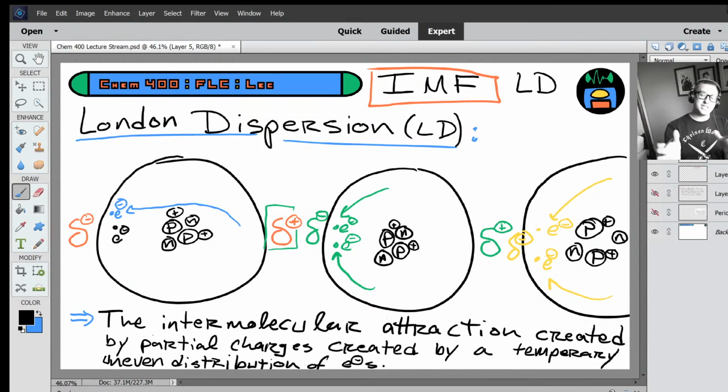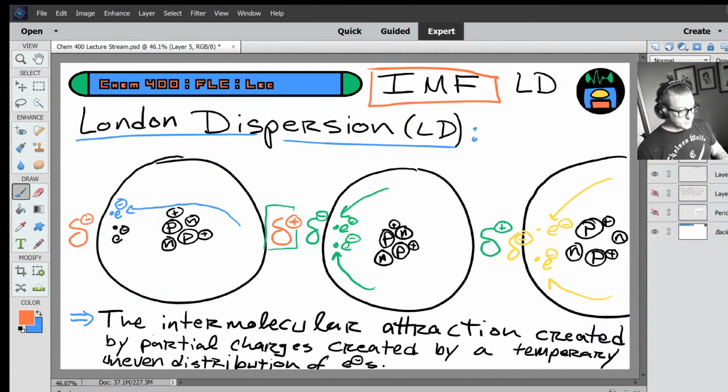And hopefully now you see why I started with the explanation of what it is before I gave you the definition of what it is. If I had told you it's intermolecular attraction created by partial charges, which are created by a temporary uneven distribution of electrons, you would have said what? But now that you've seen what a temporary uneven distribution of electrons looks like and the effect that that has on the atom next to it and the atom next to it, you can understand what this definition is telling you. Now, there's one thing I have to stress, all right? One thing I got to stress about this.